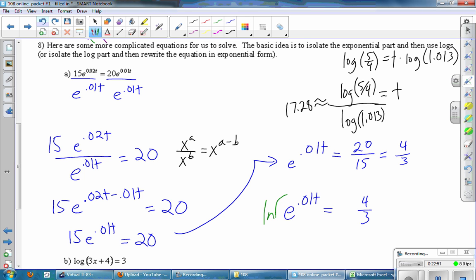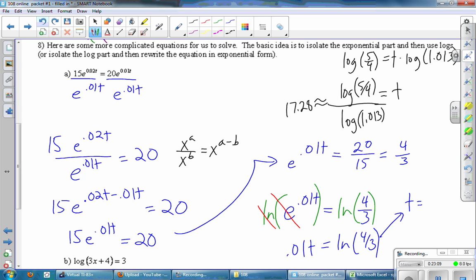Copying my equation and then putting ln in front of both sides. And the good news is ln and e cancel when they look like that, so the left-hand side is just 0.01t equals ln of 4/3. And then the final answer, divide both sides by 0.01.